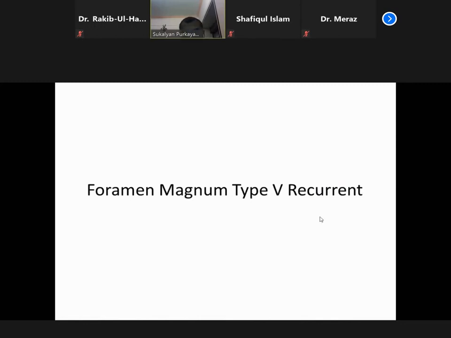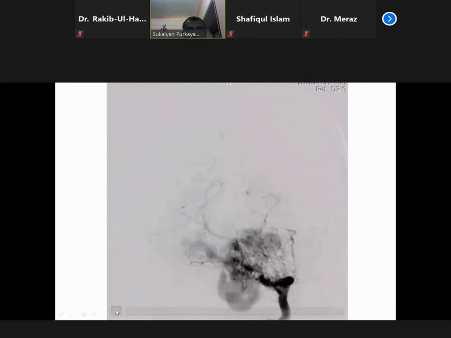Yeah. So now probably I was talking about this case, foramen magnum type 5 recurrent fistula. Somebody asked me, can it recur? Yes, it can. This is one of the horrible looking fistulas. I treated her probably 5 years back, and at that time she had a fistula with this sort of large veins. We blocked the fistula completely, or so I thought. She was from Bhutan, and I told her to come back after 3 months to do a check angiogram. She didn't turn up.